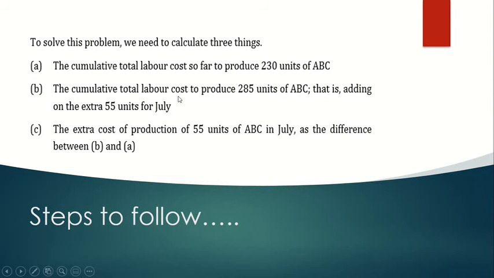Cumulative total labor cost to produce 285 units, which means after July. After July, with this July production, our cumulative production will be 285. So what is the total labor cost if we are producing 285 units? What is the total labor cost if we are producing 230 units? Now we can take the extra cost of these 55 units, which means the total cost of 285 units minus the total labor cost of 230 units. So the difference will be the incremental cost of these 55 units, which means it will be the relevant cost for July month.